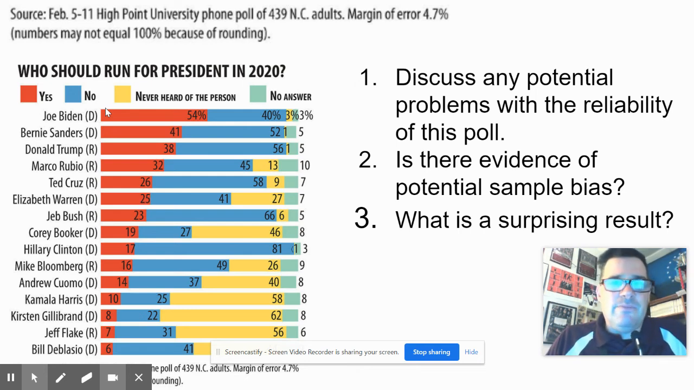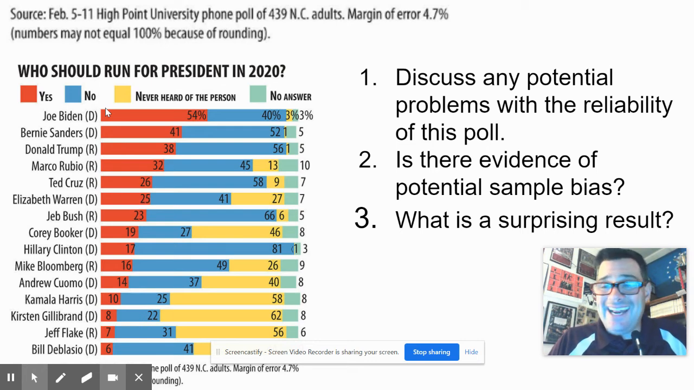So that's a problem. We don't know if it's a random call. We're going to assume that it's random, but we don't know that information. We don't know what the partisan breakdown of the poll is. So that's hard to analyze. Is there potential sample bias? Maybe. A couple things stick out to me.